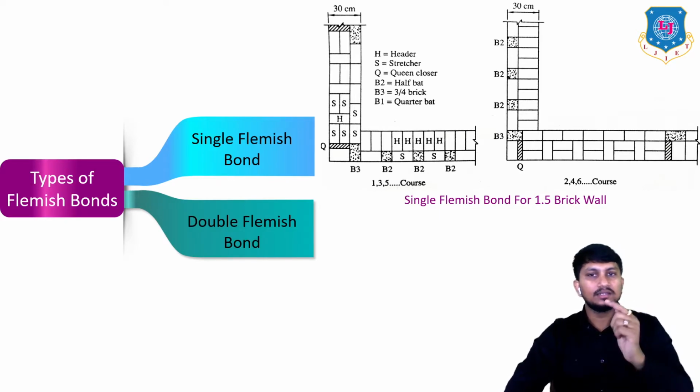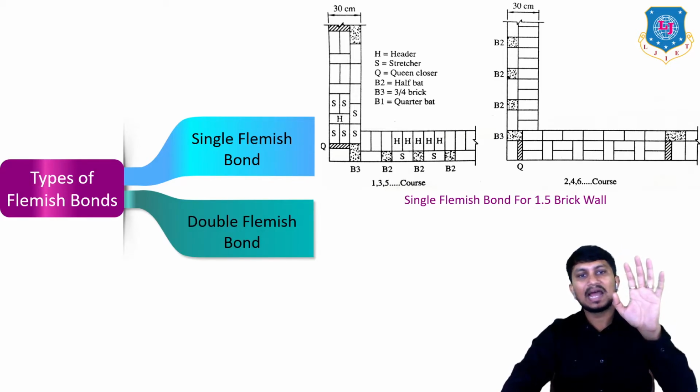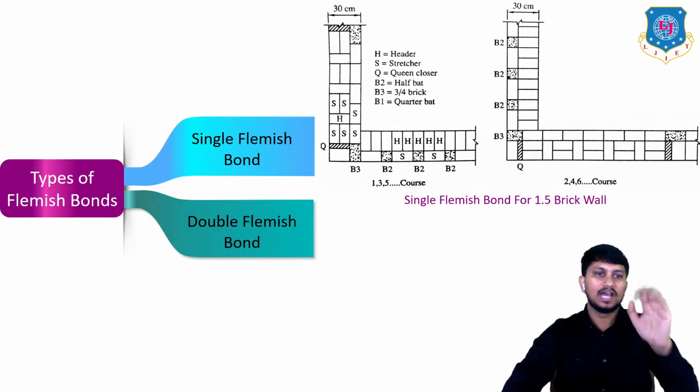But if you stand outside the wall, or see from the facing, you clearly see the Flemish one, like stretcher, header in every layer. This is called single Flemish bond. Only on one side does the Flemish appearance look like. This is the plan of single Flemish bond for 1.5 brick wall. To avoid vertical joints in one line, we will use 3/4 brick or quarter bat like this.